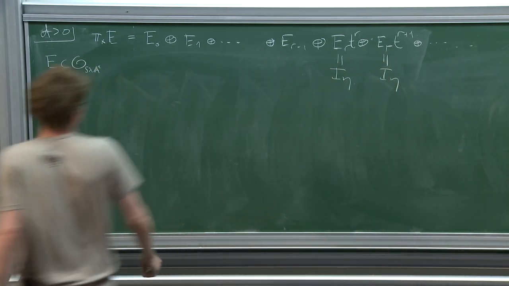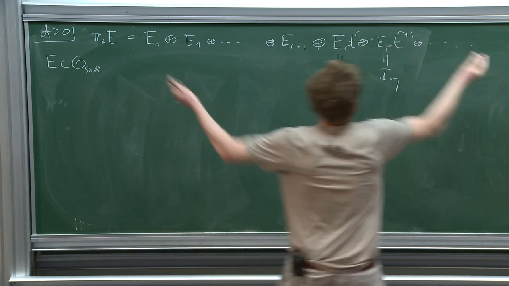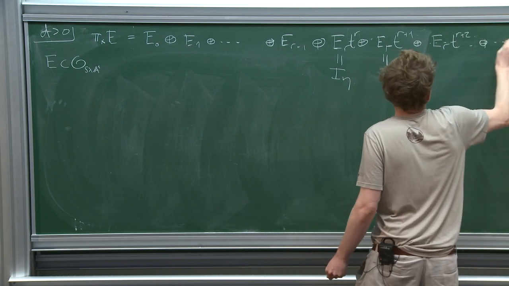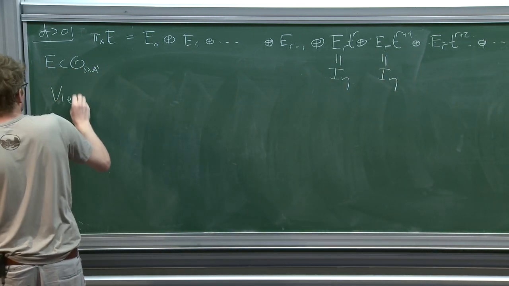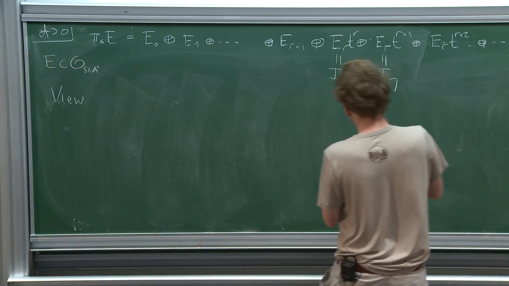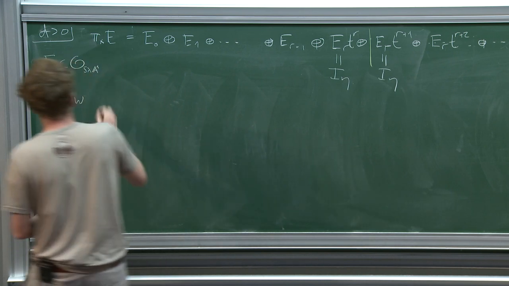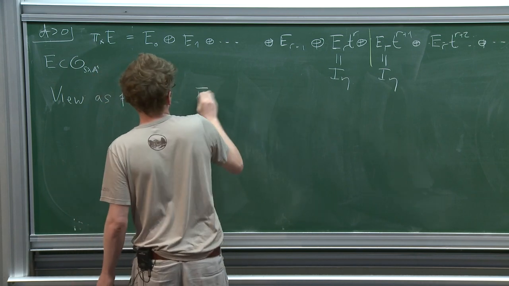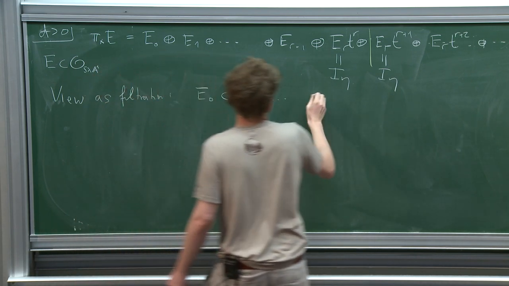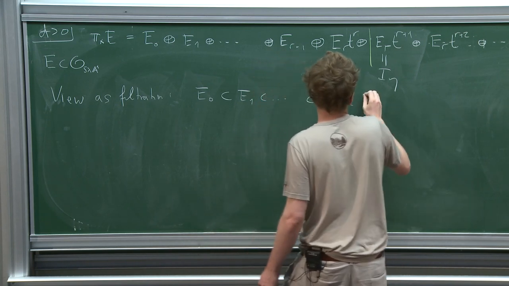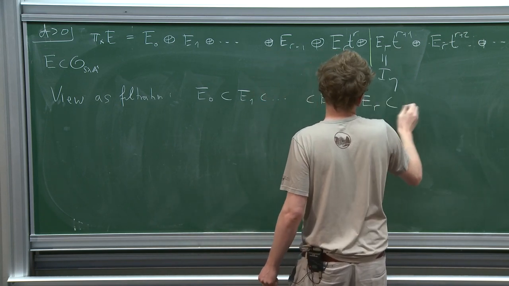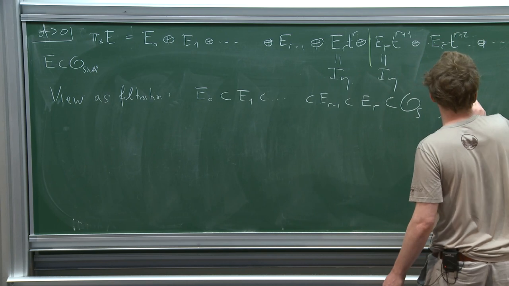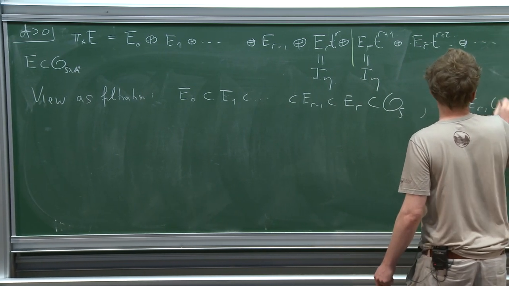And so the first idea is, this looks complicated. You have this non-trivial stuff here. Nevertheless, you can, in some sense, just cut it here at this stabilization point and view it as a filtration, where you take E0 sitting inside E1 and so on until E_{R-1}. And then you have E_R. So E_R is this guy, and you just add a trivial piece, O_S here. So there's a natural unique map here. And this is just O_S, it's just C.